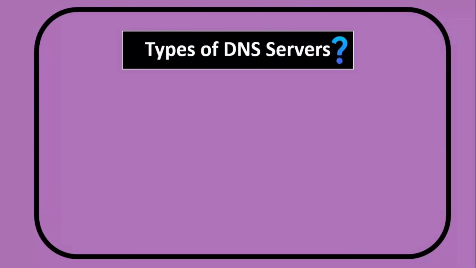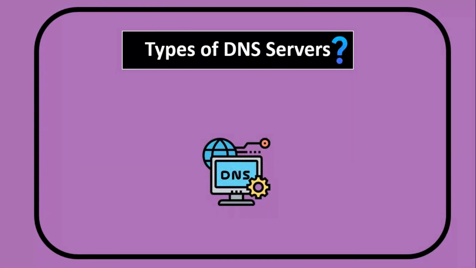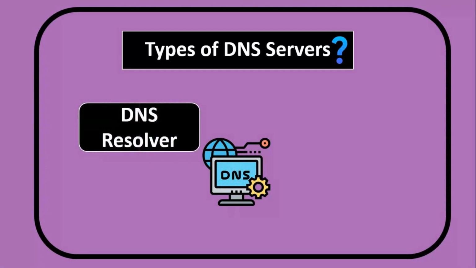Types of DNS servers. There are mainly four types of DNS server, each playing a specific role in the DNS lookup process. The first one is the DNS resolver, also known as the DNS recursive resolver. The DNS resolver is provided by the ISP, the Internet Service Provider. It is responsible for handling queries from client devices. When a client wants to access a website, the DNS recursive server performs the entire DNS resolution process on behalf of the client, starting from the root name server.